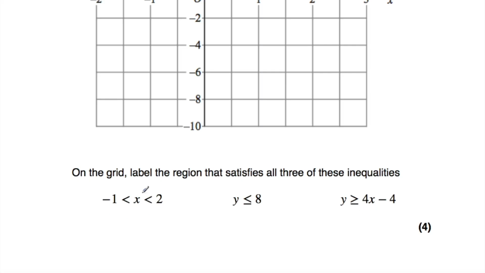Okay, so let's start off with this one. x is bigger than -1 but less than 2. One thing to notice here is we've got the less than symbol and the less than symbol here, so they're going to be dashed lines. So let's start off with the first one. x is bigger than -1.